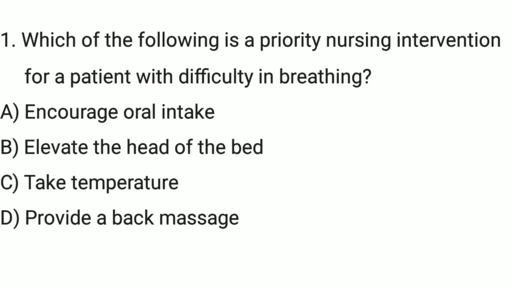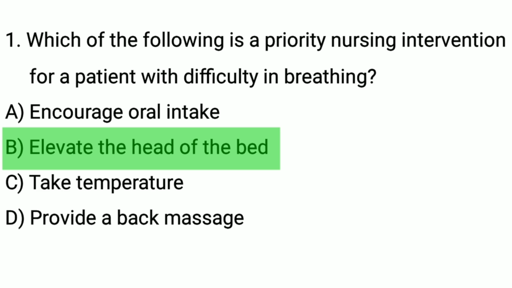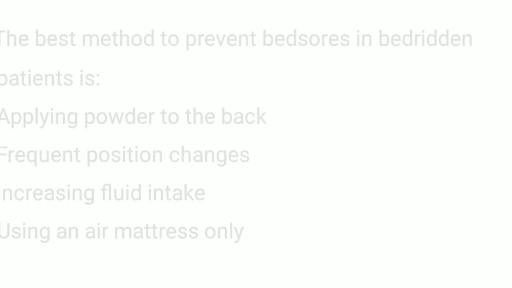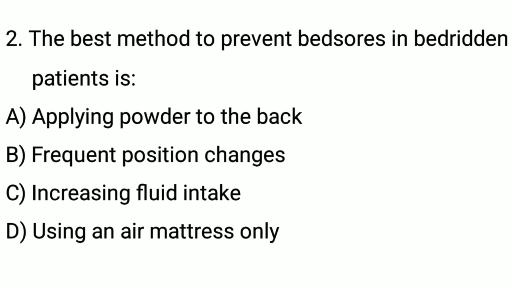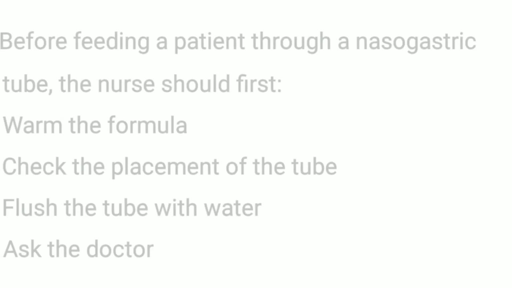Question number 1. Which of the following is a priority nursing intervention for a patient with difficulty in breathing? The right option is option B. Elevate the head of the bed. Question number 2. The best method to prevent bed sores in bedridden patients is. The right option is option B. Frequent position changes.